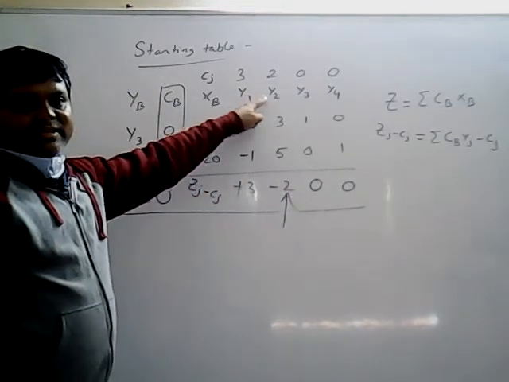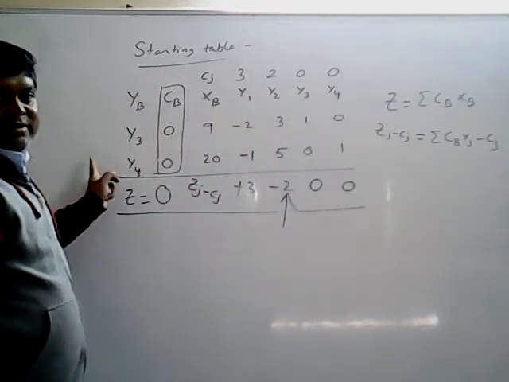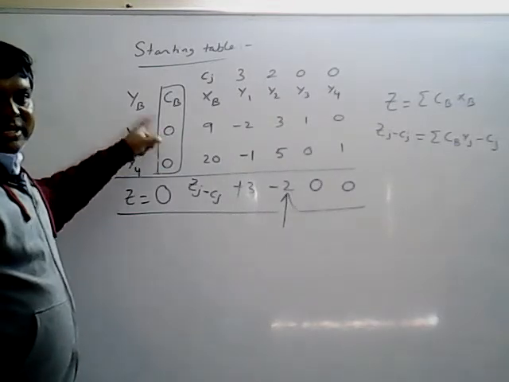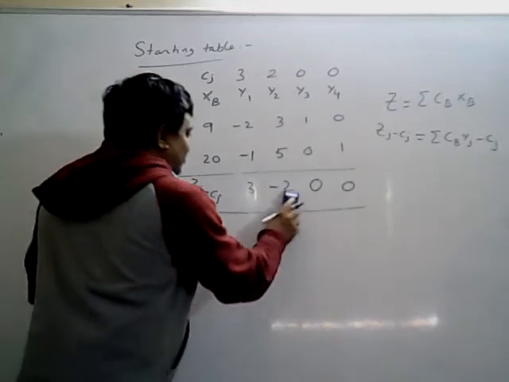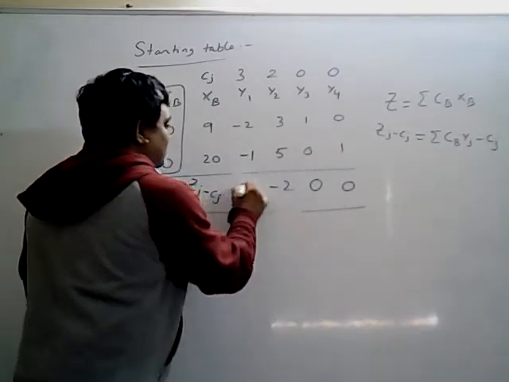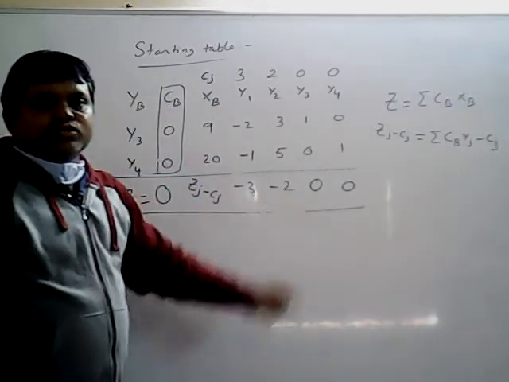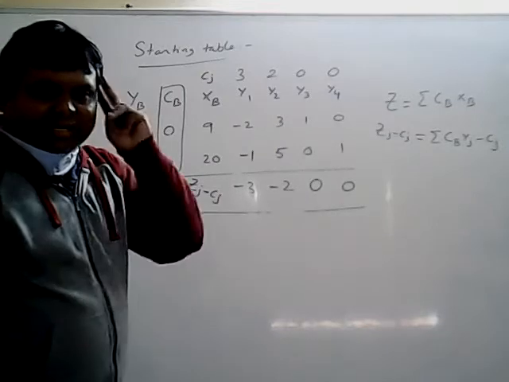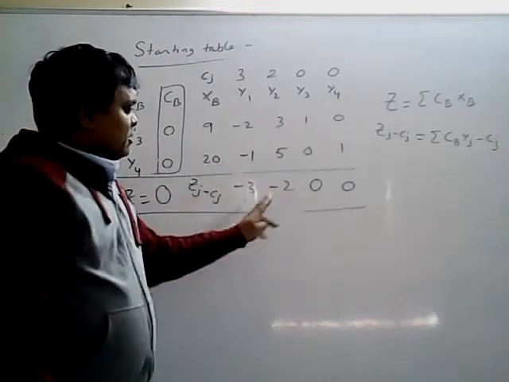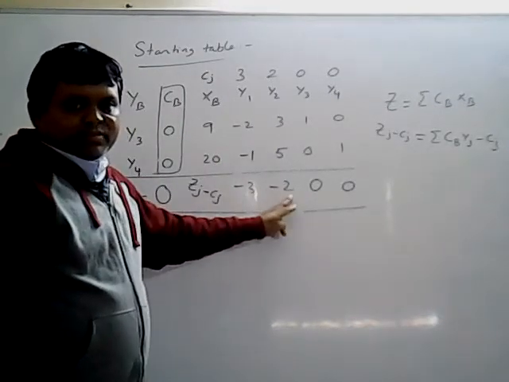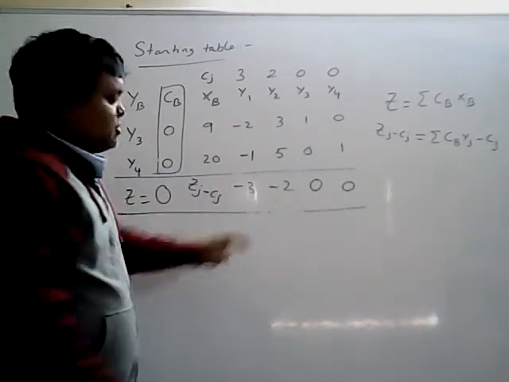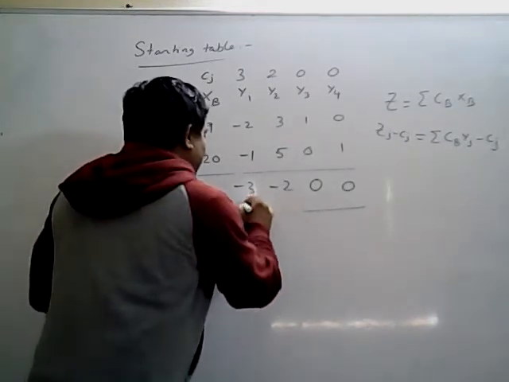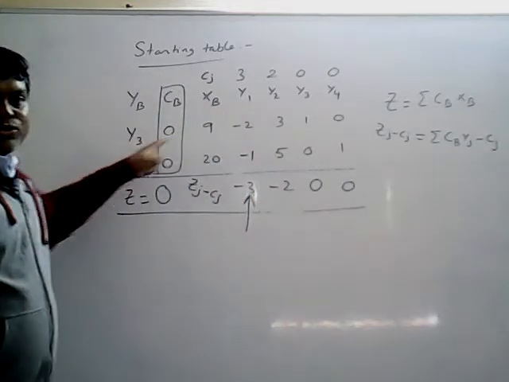That enters means which vector? Suppose Y2 enters into the basis if you get a single negative. If you get more than one negative, as in this problem, always choose the most negative. Most negative means ignore the sign. Which is bigger, 2 or 3? 3. That means the most negative is minus 3. So which variable enters here? Y1 wants to enter.